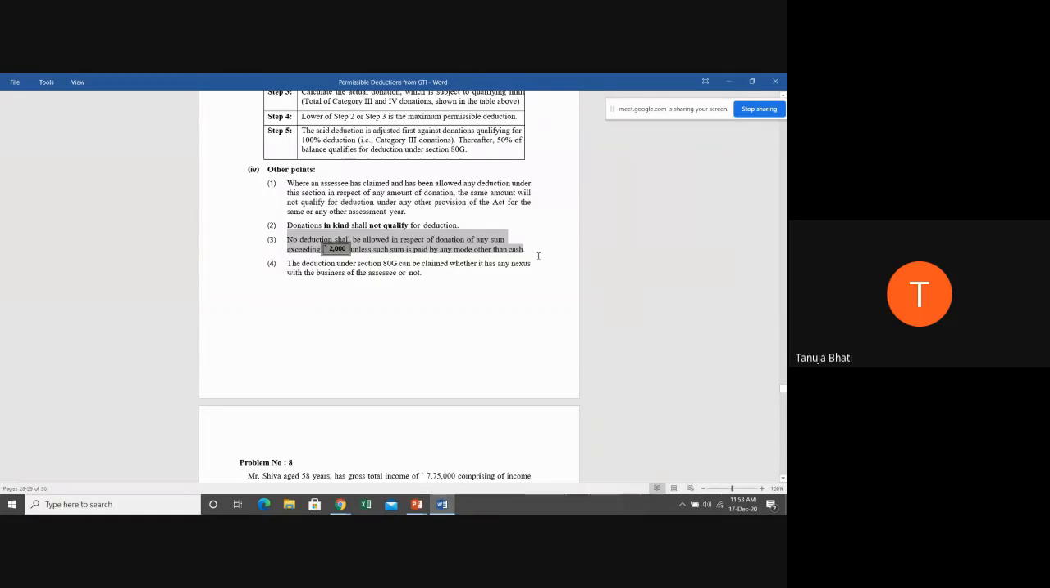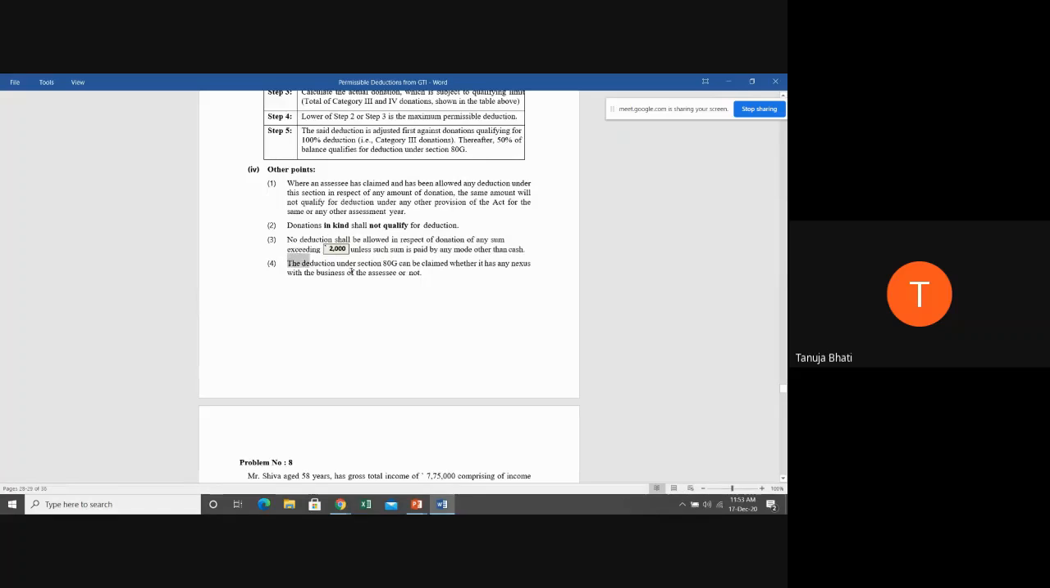So always remember, up to 2000 donation you can make in cash, but if the donation amount in cash is exceeding 2000, you will not get a deduction under this section. So remember, only up to 2000 you can make a donation in cash. Rest all donation should be made in any mode other than cash, any electronic mode.